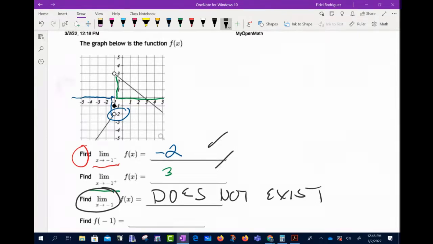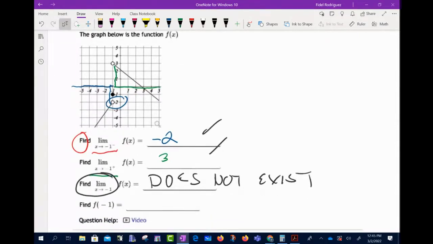And then finally, there's a fourth part to it, and it says, what is f of negative 1? So remember what that means. F of negative 1 means I'm going to come right here to negative 1, and I'm either going to have to go up to hit my graph, or I'm going to have to go down. Which way would I have to go? Down.